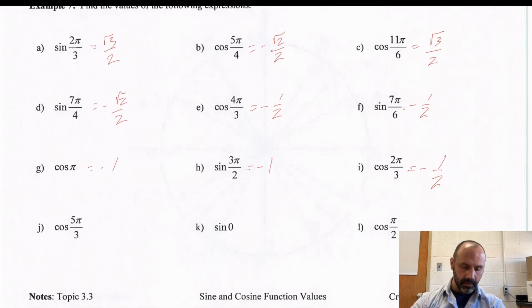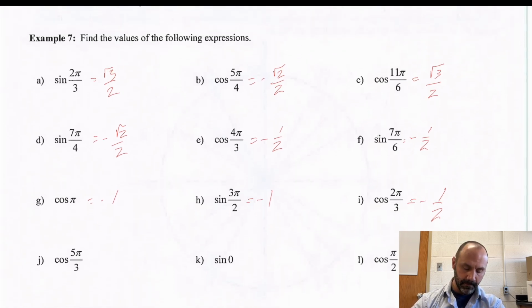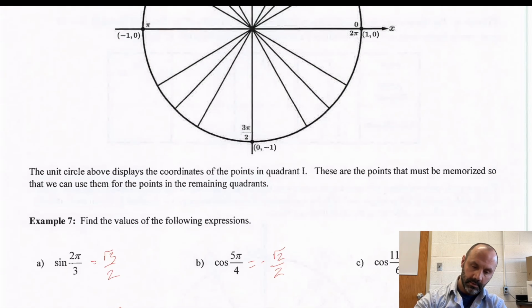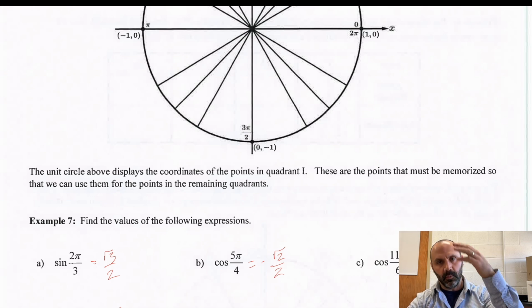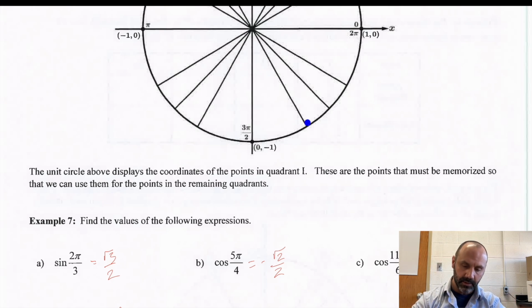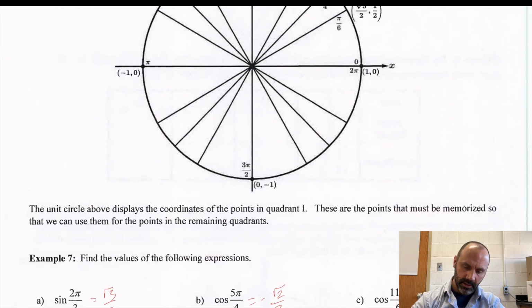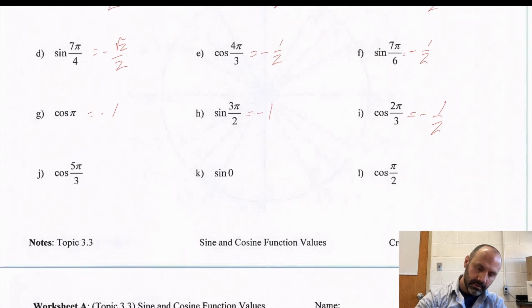Okay, almost done. Cosine of 5 pi over 3. So 5 pi over 3 is almost 6 pi over 3, which would be 2 pi. So I'm 1/3 from the end, you could say. That's over here, and this is asking for cosine, so it's the x coordinate. I'm on the positive side, and it's the first one that I hit, the small x coordinate. So that is positive 1/2.